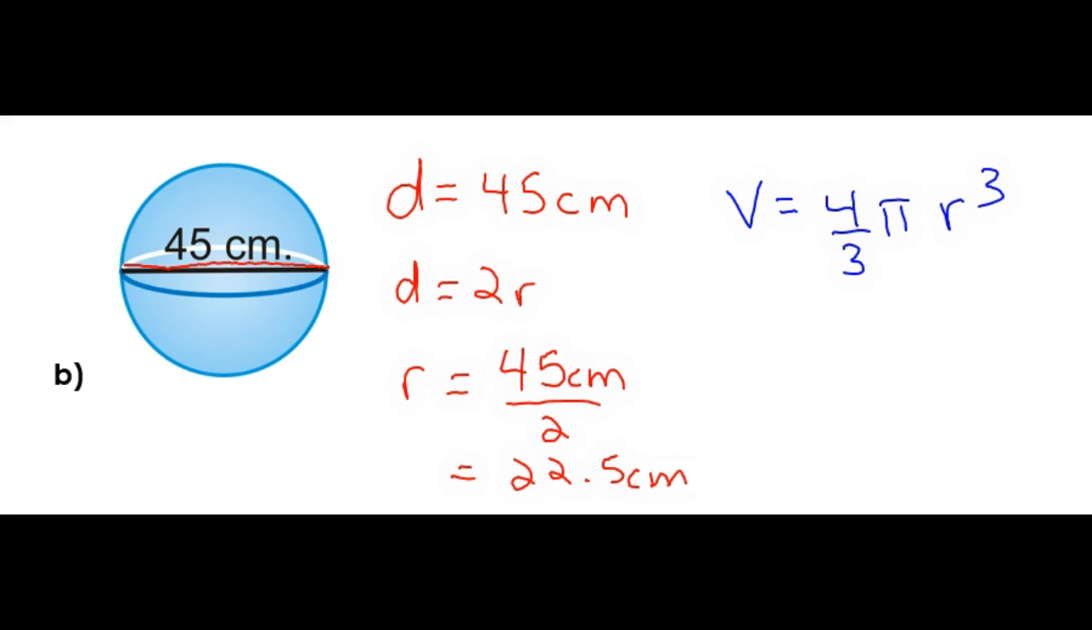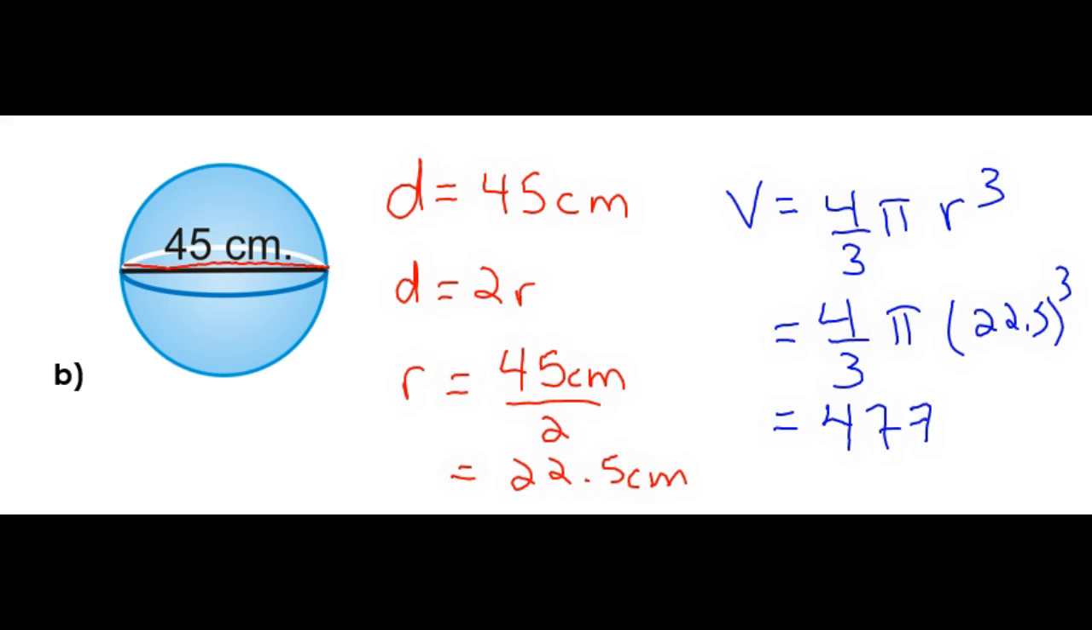Now I'm ready to plug that value for the radius into my volume formula for a sphere. So 4/3 pi times 22.5 cubed. Remember again that to get 4/3, I'm just going to say 4 divided by 3. Typing this into my calculator, 4 divided by 3 times pi, and then times 22.5 cubed. That's a huge number. I'm getting 47,713, if I round to the nearest whole value, cubic centimeters.